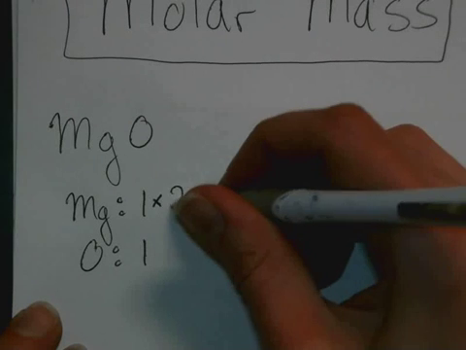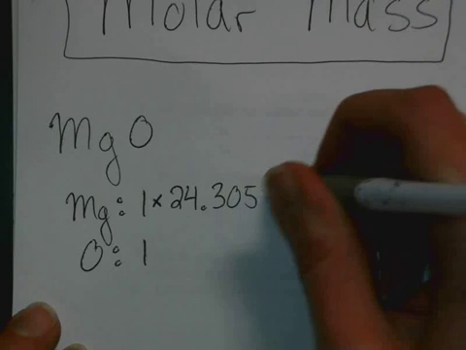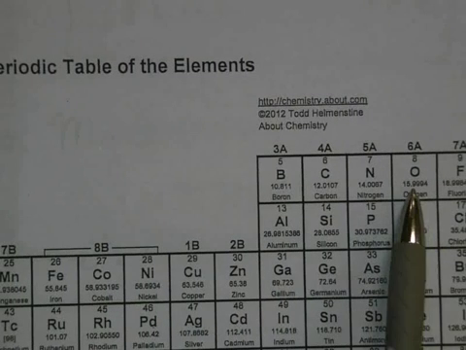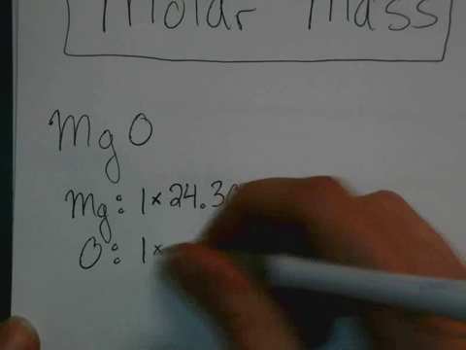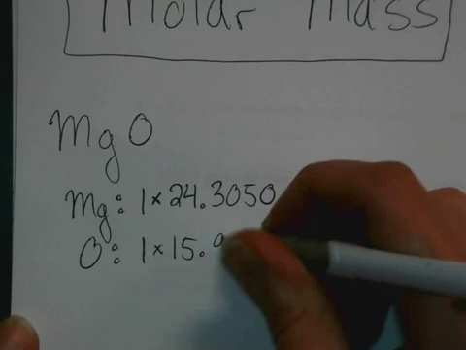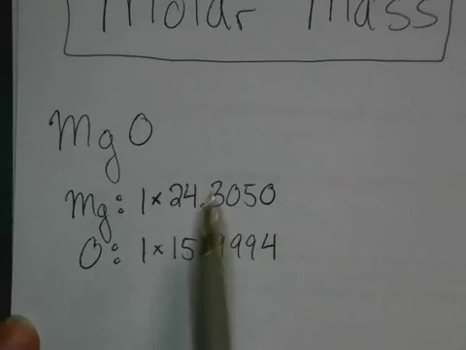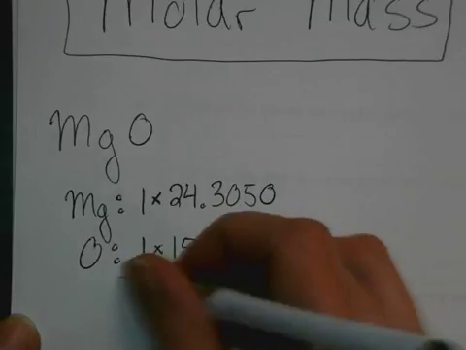That's going to be for magnesium, the 24.3050 if I'm using all of my digits. For oxygen, oxygen's over here. It says 15.9994. So I'm going to write that here, 15.9994. Well, 24 times 1 is 24. 15.99 times 1 is 15.